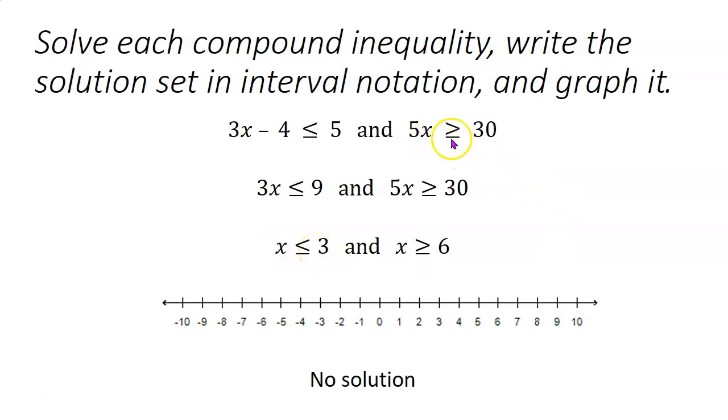With the 5x greater than or equal to 30, divide both sides by 5, we get x is greater than or equal to 6. So it says x is less than or equal to 3, and x is greater than or equal to 6. But that's a problem. You can't be both of those things at the same time, so there really is no solution. There is no number that satisfies that whole thing.